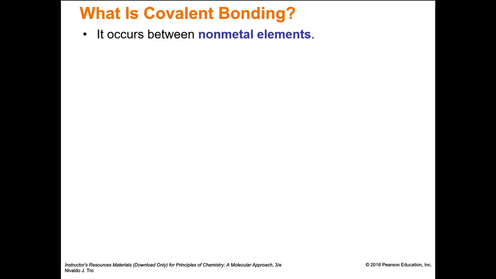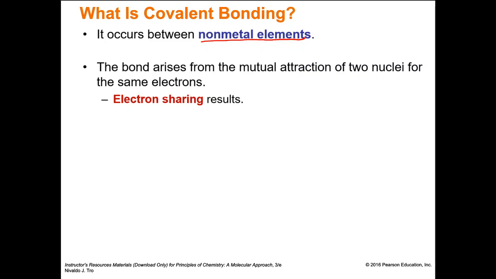The next type of bonding we'll talk about is covalent bonding. This is bonding that occurs between 2 nonmetal elements. This arises from the mutual attraction of 2 nuclei for the same electrons. What ends up happening with this is what we call electron sharing.